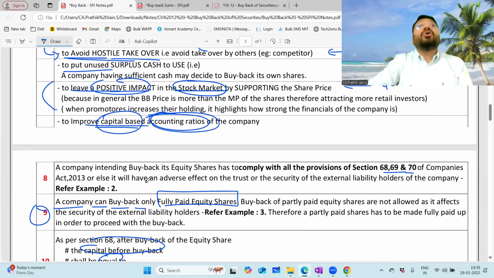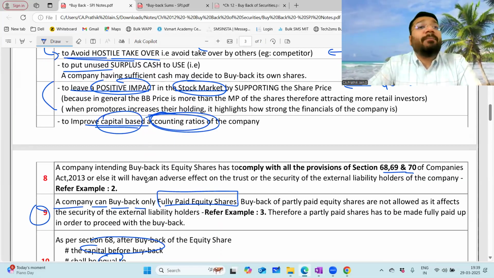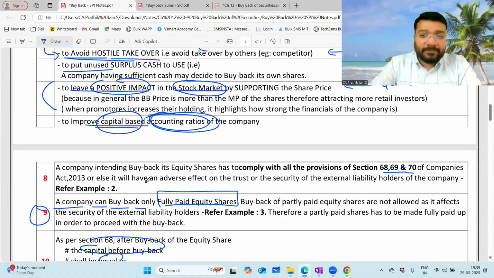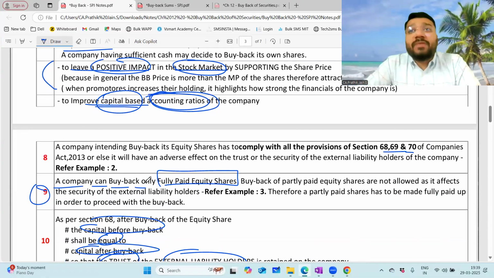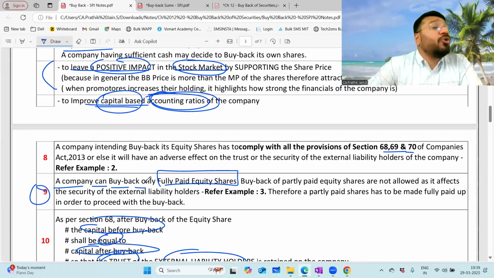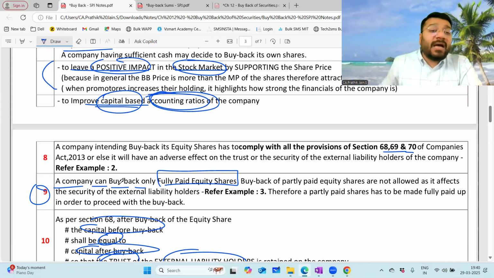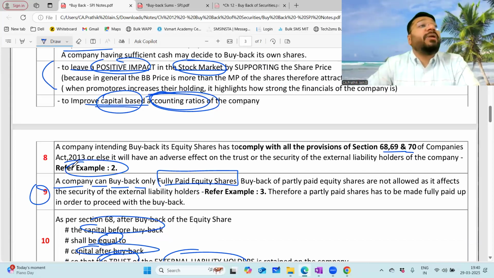Okay, for you to do the buyback, which are all the sections that you have to comply with under the Companies Act? 68, 69, 70. Okay, done. If the provisions of 68, 69, 70 are not complied with, who is affected? External liability holders are affected. So in examples 2 and 3, we understood how their security is getting affected.